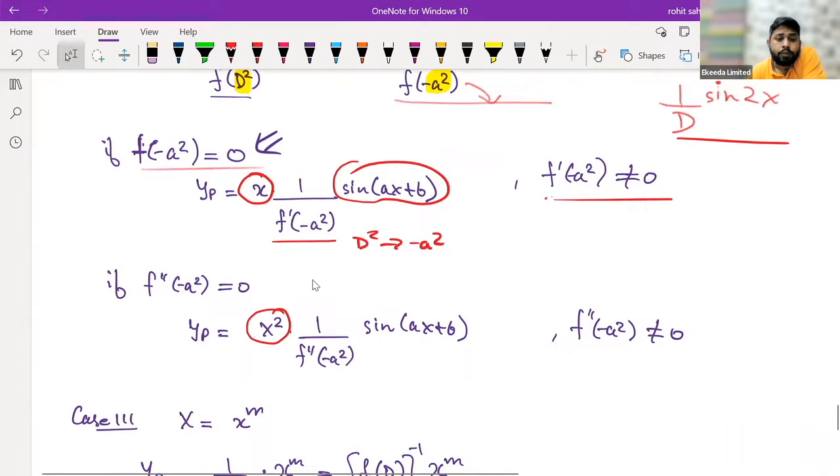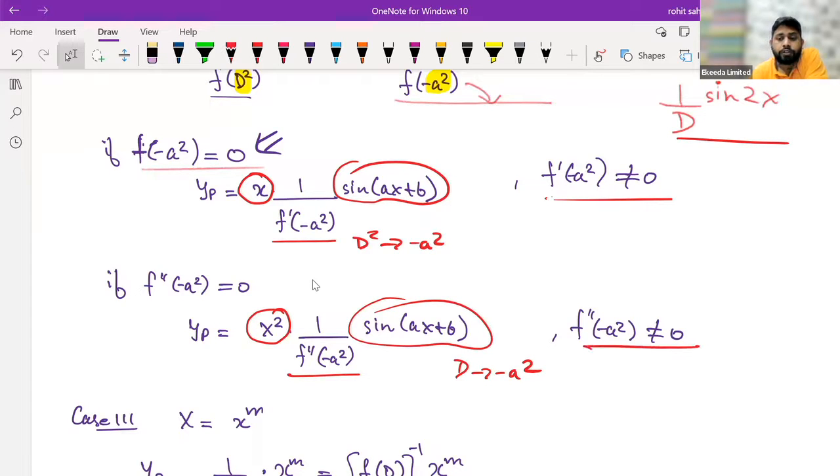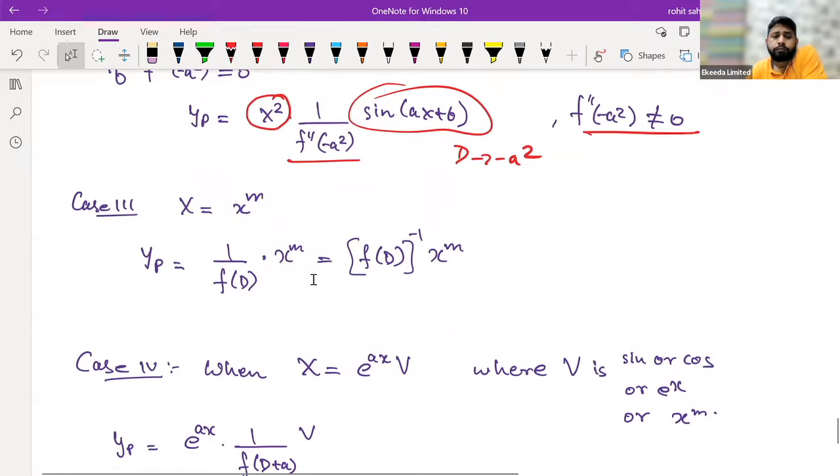Get your term as x square along with this, do the double differentiation, put d equal to minus a square, and this is sine ax plus b. Again, this should not be equal to 0, otherwise you'll have to keep doing it. This was your second case, and this is your third case. When your expression becomes x to the power of m.